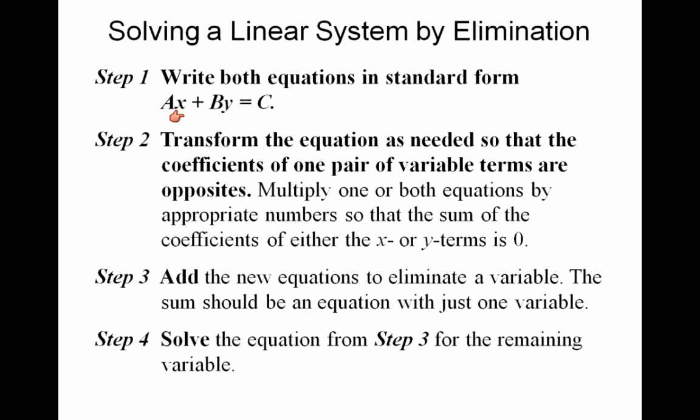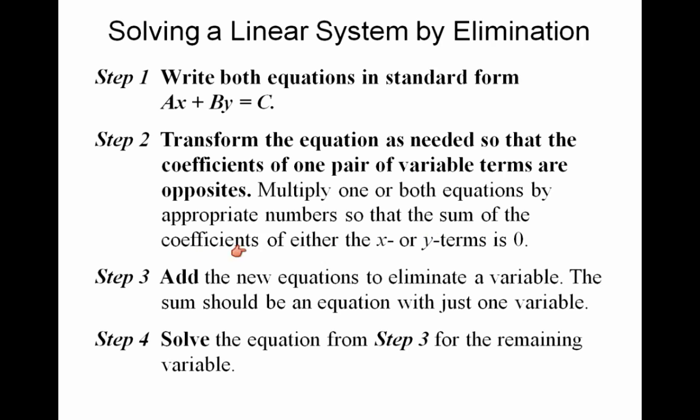Sometimes it's not in standard form. If A, B, and C are decimals or fractions, you may want to eliminate those and make them integers. So step number 2, transform the equation as needed so that the coefficients of one pair of the variable terms are opposites. So the goal is to make either the coefficient of x or the coefficient of y opposite of each other.